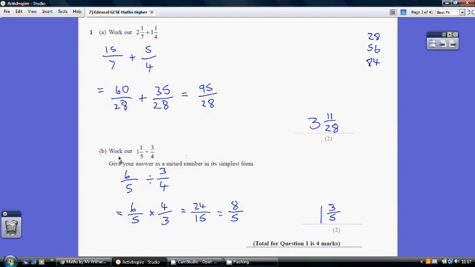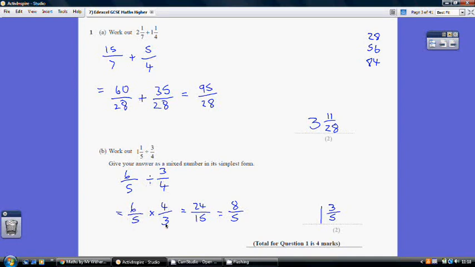Now for part B, for this division, to start with, we again have to turn the fractions into improper fractions, so the 1 1/5 becomes 6/5. Now when we divide fractions, the process is to change the sign from a division to a multiplication, but remember to flip the second fraction over. So 3/4 becomes 4/3. So it's now a straightforward multiplication where we do top times top, bottom times bottom.